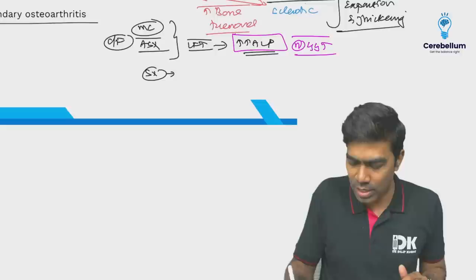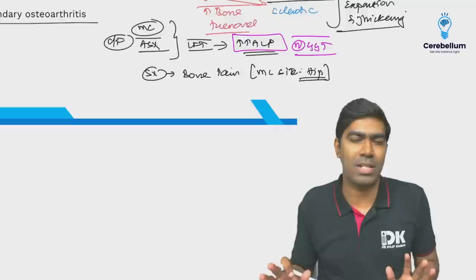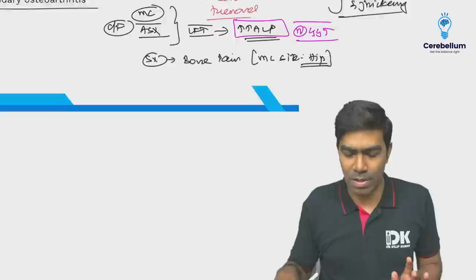They come with bone pain. What is the most common site? Most common site is the hip bone, hip pain. That's where they get the pain very commonly, because ileum is one of the commonest areas that are involved by Paget's. Many areas can be involved, but ileum is very commonly involved. Symptoms, bone pain, most common site is hip, if at all they are symptomatic.